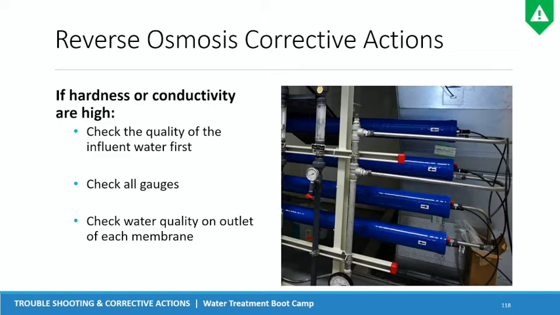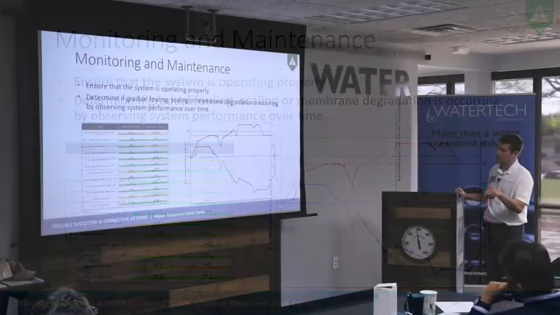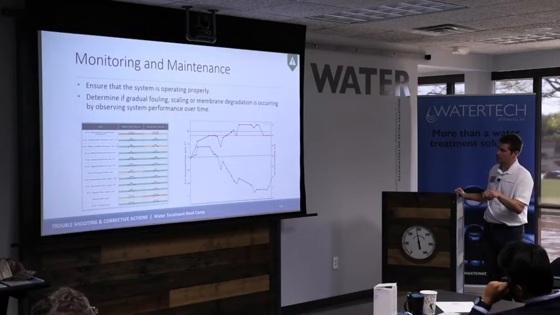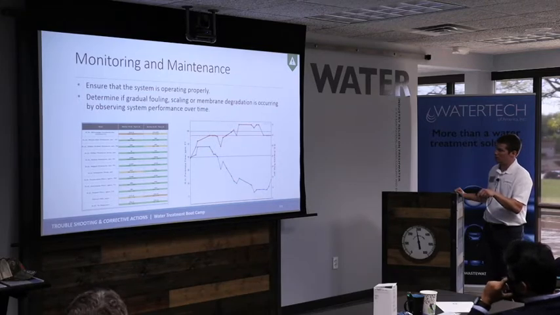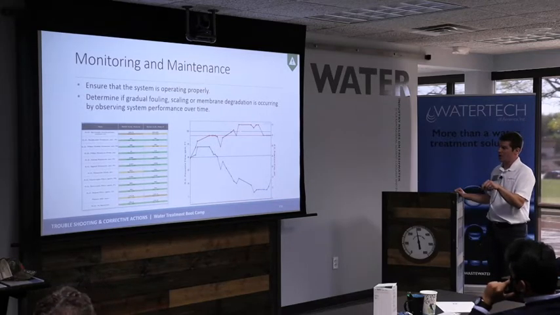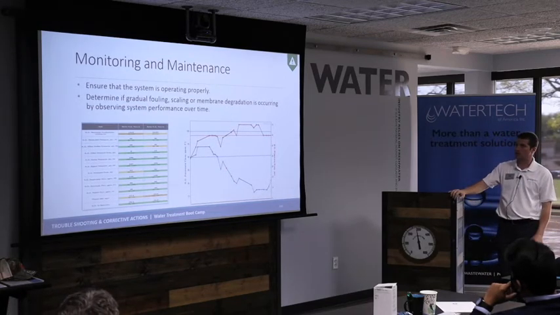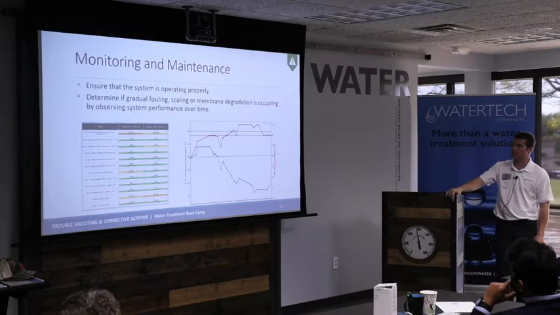And then again, monitoring and maintenance. You can determine if gradual fouling, scaling, or membrane degradation is occurring by observing performance. Just so you see this graph here, RO permeate flow in GPM is the blue line. You can see it's going down. RO pressure drop is the red. You can see it's going up. So what this is showing is our pressure was going up and we're losing performance through the RO. Time to clean this one. This happens to be a large one that we do CIP in place.